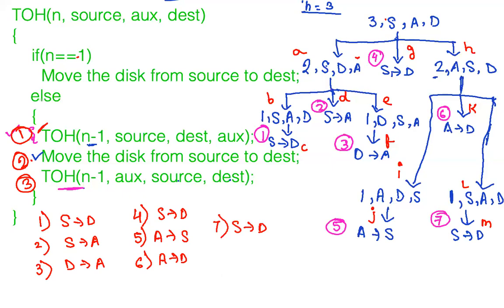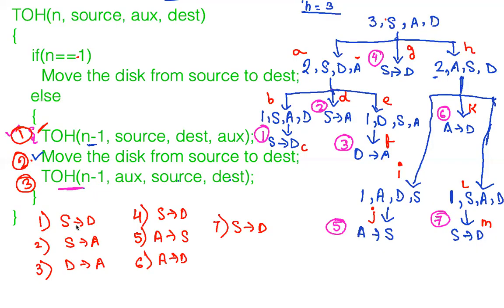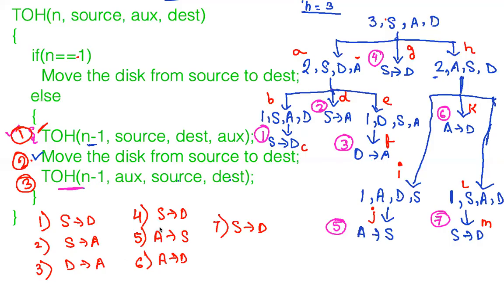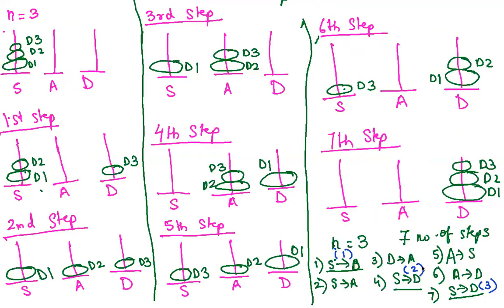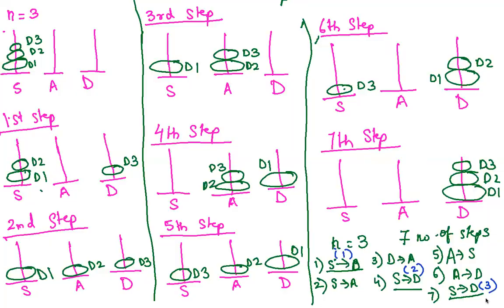If you compare these steps with the ones which we have got here, they are the same. So first from S to D, S to A. D to A, S to D. A to S, A to D. And ultimately S to D.